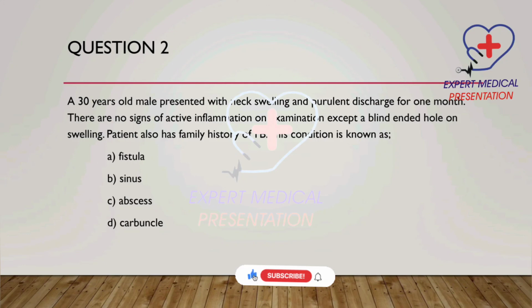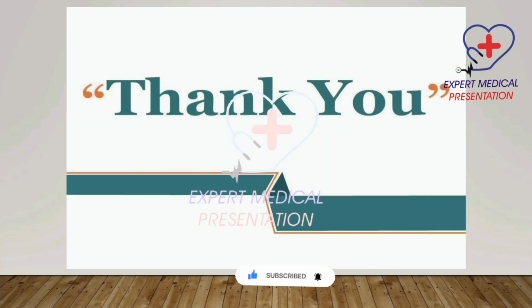Question 2. A 30-year-old male presented with neck swelling and purulent discharge for 1 month. There are no signs of active inflammation on examination except a blind-ended hole on the swelling. The patient also has a family history of TB. This condition is known as: A. Fistula, B. Sinus, C. Abscess, D. Carbuncle.